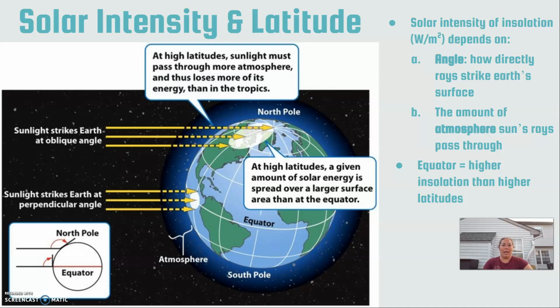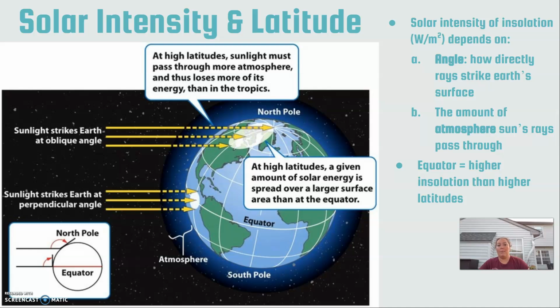Solar intensity is how much light energy is coming from the sun, and the angle of the Earth, or how the rays strike the Earth's surface, and the amount of atmosphere that the sun's rays have to pass through is what impacts the intensity of the sun's rays. At the equator, you have higher insolation than you do at the higher latitudes. At the higher latitudes, the sun has to pass through more atmosphere, and it's at a higher angle, so it loses more of its energy than at the equator.